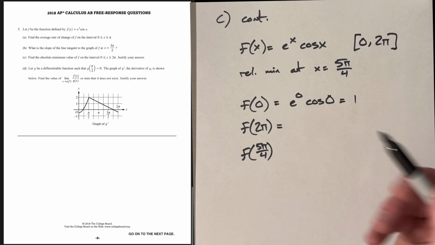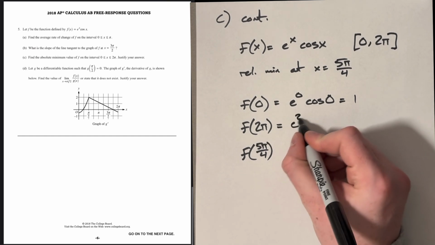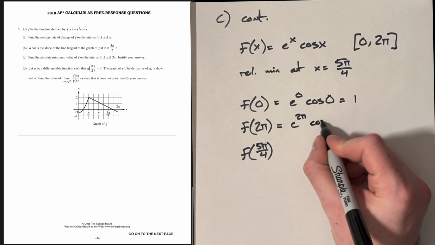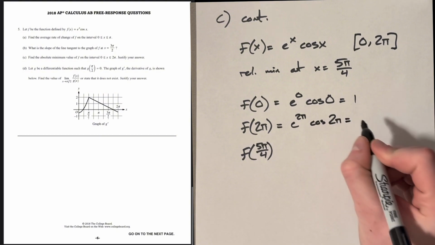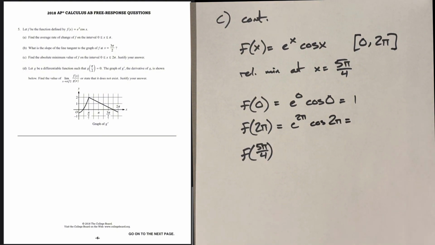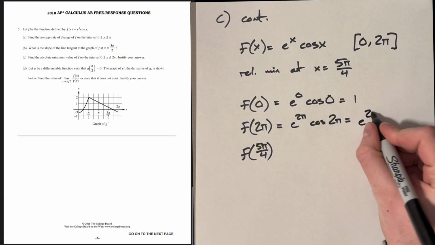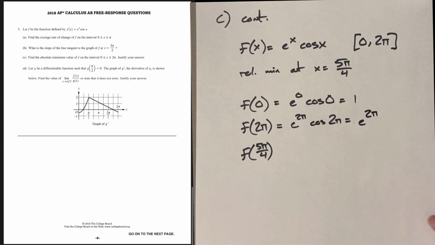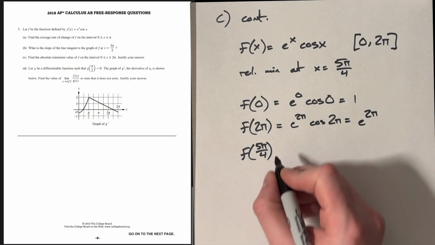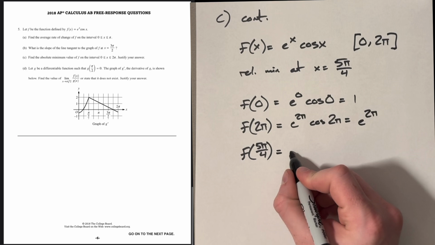Now f of 2 pi, if I were to plug it in, it's e to the 2 pi times the cosine of 2 pi. Now e to the 2 pi is just a constant, right? Cosine of 2 pi is the same thing as cosine of 0. It's just 1. So you'd get e to the 2 pi, which is like e to the little bit greater than the 6th power. So this is a really big positive number, probably the absolute maximum if I had to guess.